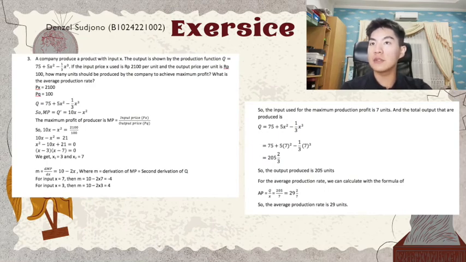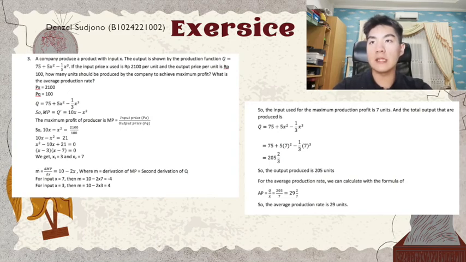So Px equals 2,100 and PQ equals 100. Q equals 75 plus 5x squared minus 1 per 3 x to the power of 3. So MP equals the derivative of Q, which is 10x minus x squared. The maximum profit of the producer is when MP equals input price per output price. So 10x minus x squared equals 2100 per 100, which also means 10x minus x squared minus 21.